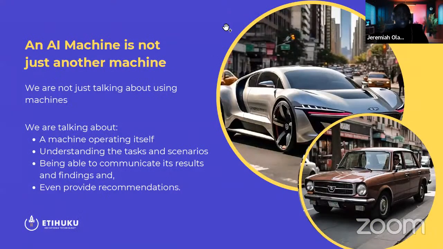Now, it is very important to mention, an AI machine is not just another machine, right? For example, here you would see a picture of a car with a driver. That car is made up of a whole lot of parts. You have the engines, you have the fuel pump, you have the tires and all, but it is not an intelligent system. It is not an intelligent machine.